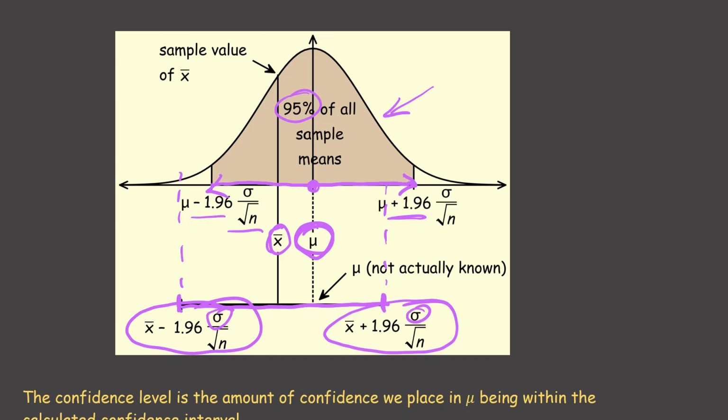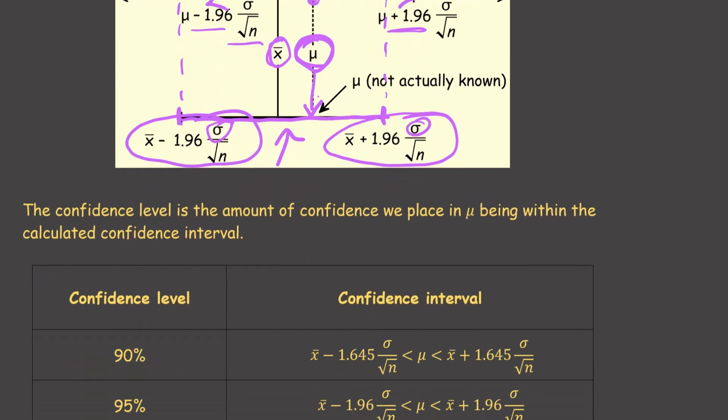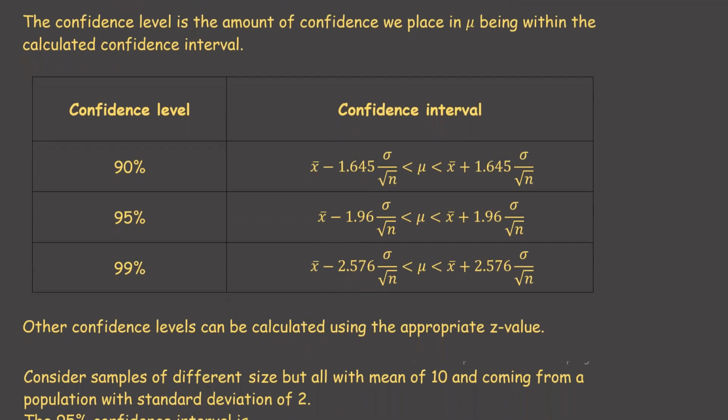In this particular case, this confidence interval down here based on x bar does contain mu. We can see it is here within the interval. But we know that only happens with 95% of them if it's a 95% confidence interval. The confidence level is the amount of confidence we place in mu being in the calculated confidence interval.